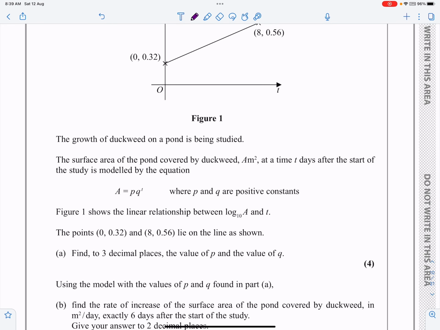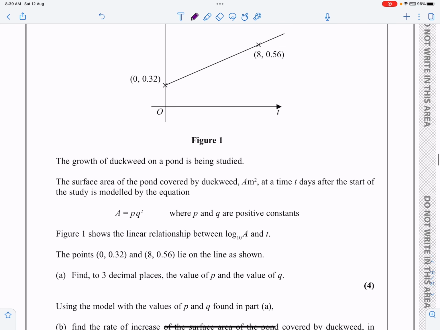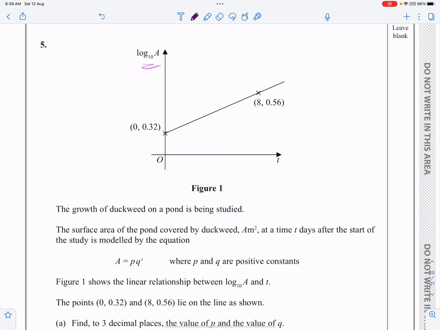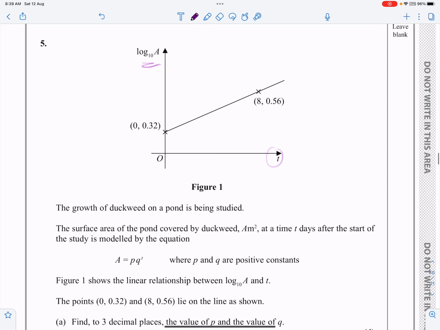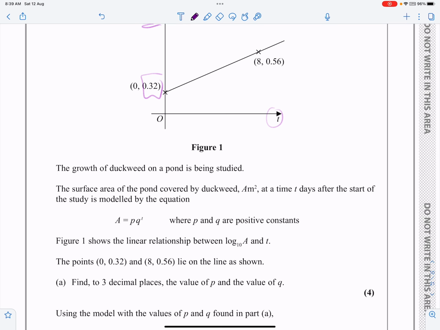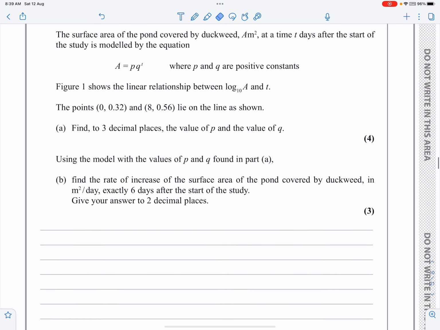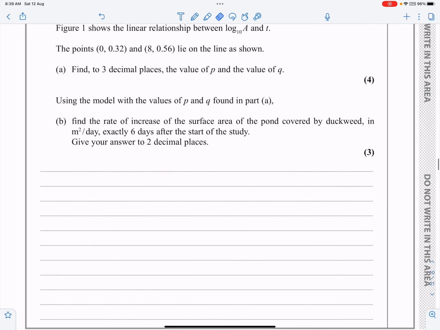So it tells me that A is equal to PQ to the T. It tells me that this is log base 10 of A against t, and then when I do that, I get an intercept of 0.32, and I'll be able to work out what the gradient is going to be by doing a quick bit of calculating. That's all I'm going to need to be able to do part A. So let's have a look at part A.